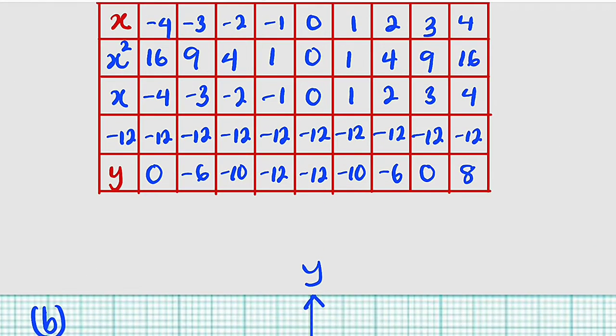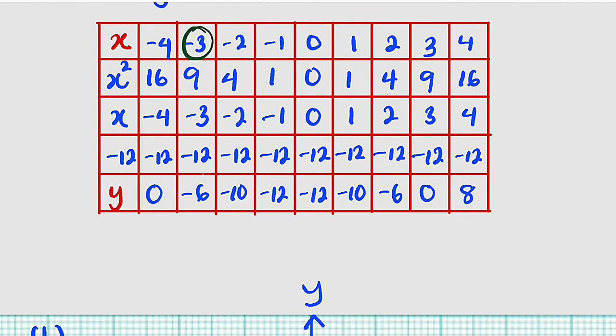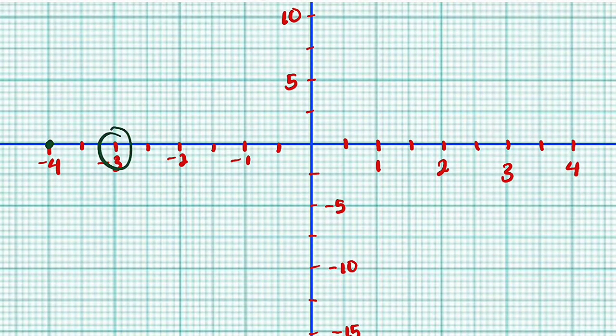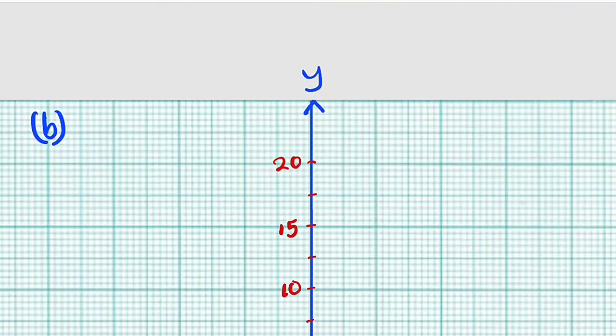Then next, when x is -3, y is -6. So -3, -6. This is -3, y is -6. Already this is -5, -6. We have 2 small points after, because every 2 small lines represent 1 unit if you count. Then we go back again.